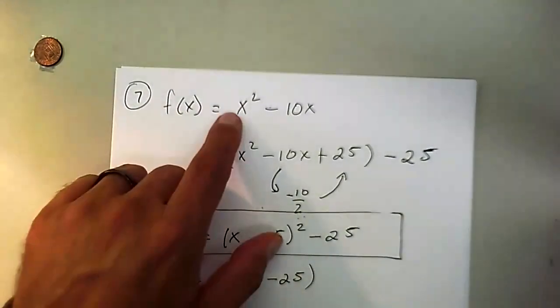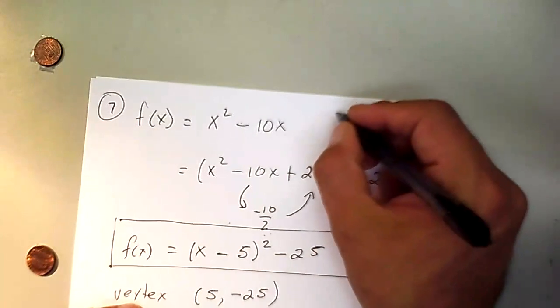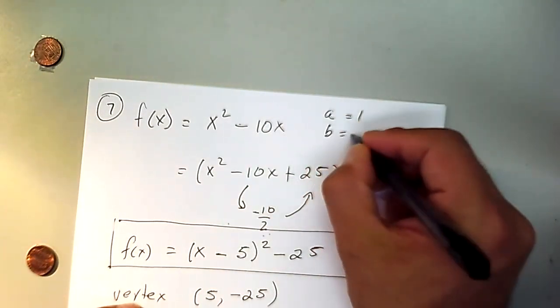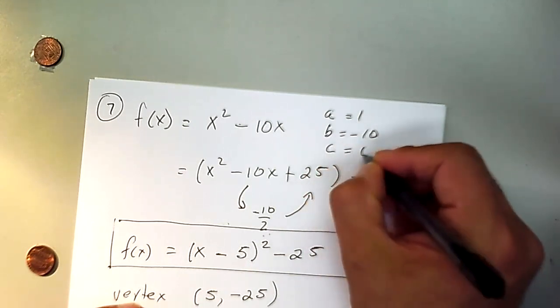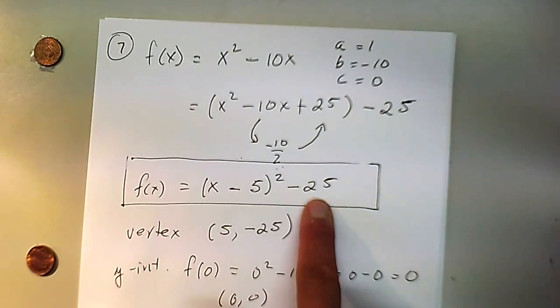Oh, it's already folded out. So what are the A, B, and C? Boy, there's a lot of information. A is 1, B is negative 10, C is 0. There is no constant. And you may be thinking, wait a minute, isn't that the constant?